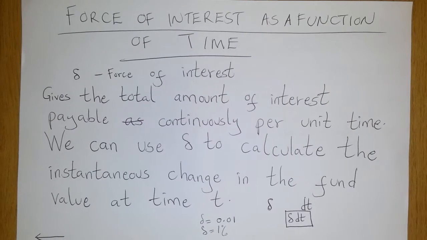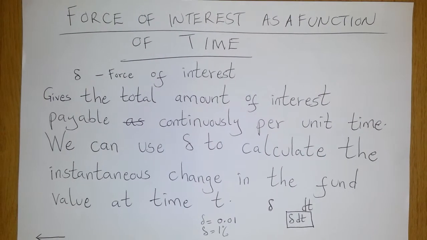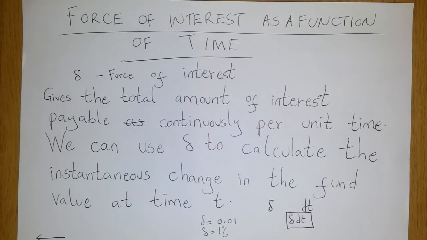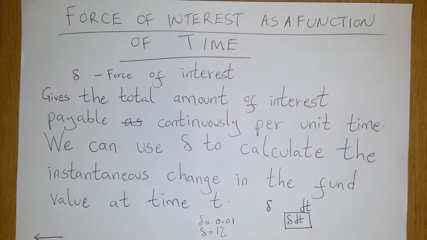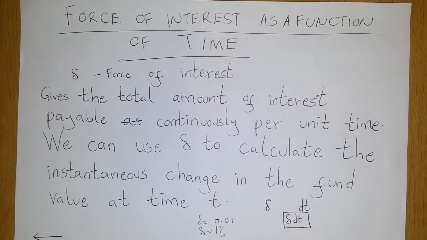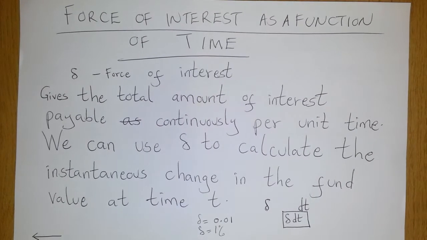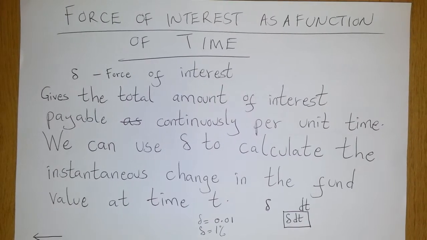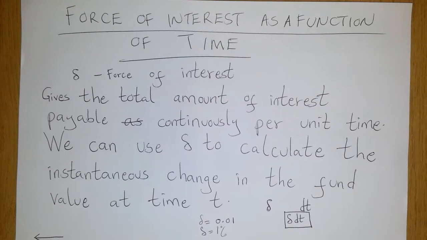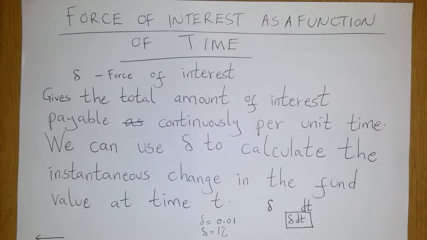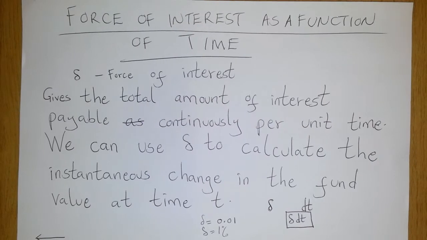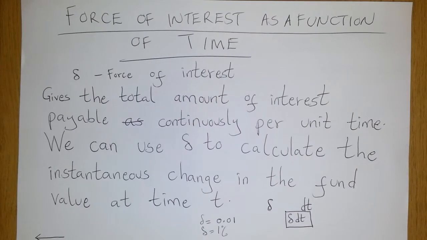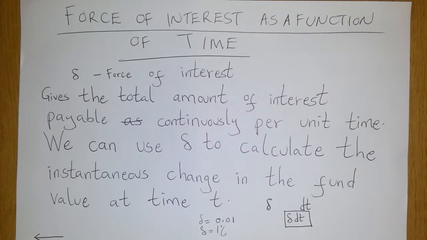Now, delta denotes the force of interest. The force of interest gives the total amount of interest payable continuously per unit time, in a case where the amount invested is 1 unit. We can use delta to calculate the instantaneous change in the fund value at time t. What I mean by this is that the instantaneous change in the fund value at time t can be thought of as the interest earned by the fund at exactly time t.